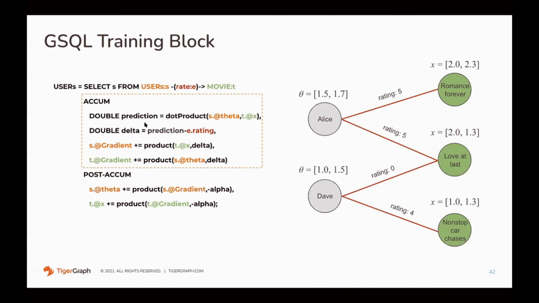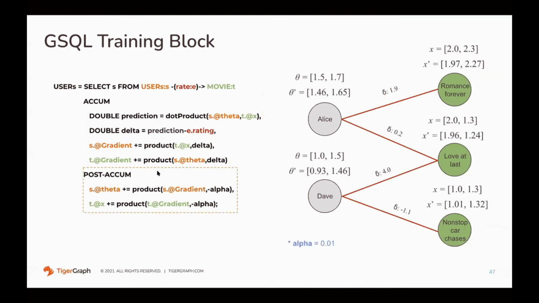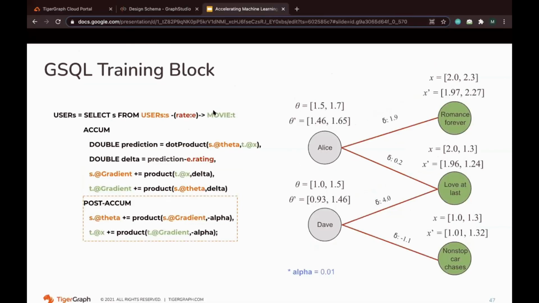In the accum, we calculate the prediction delta and the gradient for each user and each movie. As I mentioned, it's similar to MapReduce. All that happens in parallel, and then it goes to post accum, where we calculate the final latent factor vector for each user and movie. So that's the GSQL training block. And now we can go to the demo of this on the TG Cloud.